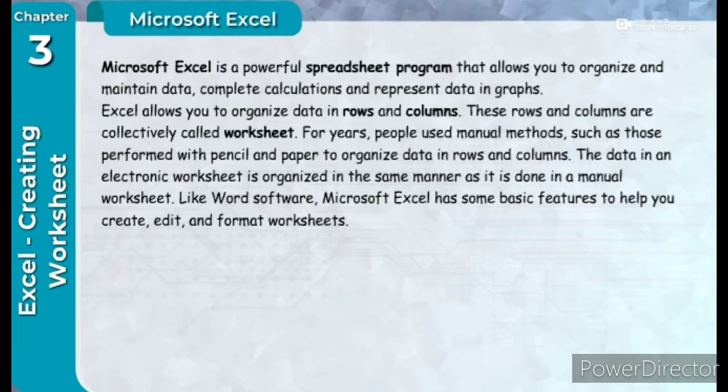We can organize our data into rows and columns, and the collection of these rows and columns is called a worksheet. Years ago, people used manual methods, like pencils and paper, to organize data into rows and columns. But nowadays, we use electronic worksheets, which are very easy and also calculate our data quickly.